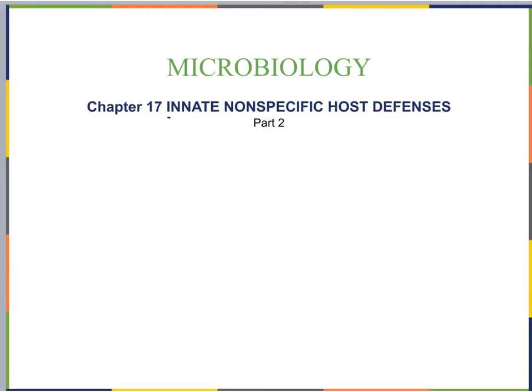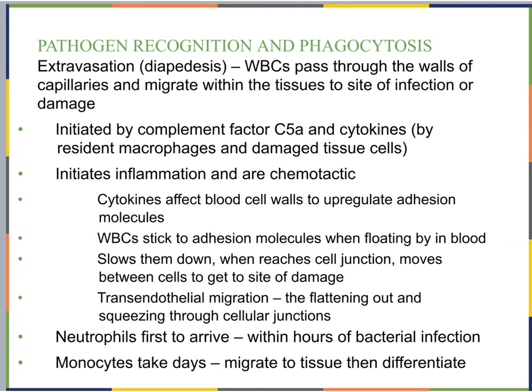Right, so we're going to continue talking about our innate non-specific host defenses. This is going to be for 17.4 and 17.5 together. So the first thing we're going to talk about is pathogen recognition and phagocytosis. And we've talked a little bit about these things, but we're going to put them all together now here. Starting with what's called extravasation, also called diapedesis.